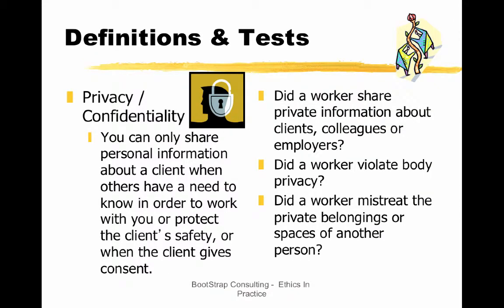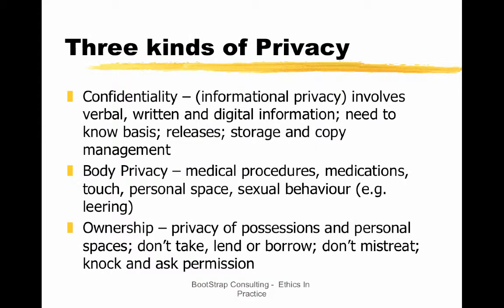Privacy and confidentiality, again, three parts here. Privacy of information, and that refers to written information, verbal information, and electronic, and it refers to information about your clients, your coworkers, and your employer. It also refers to body privacy, which includes things like touch, medical procedures, invasion of personal space, eye contact, and so forth. And then the third one is treating people's ownership with respect, so respecting their possessions and their private spaces. So there it is again, in more detail. If you need to pause that, you can.